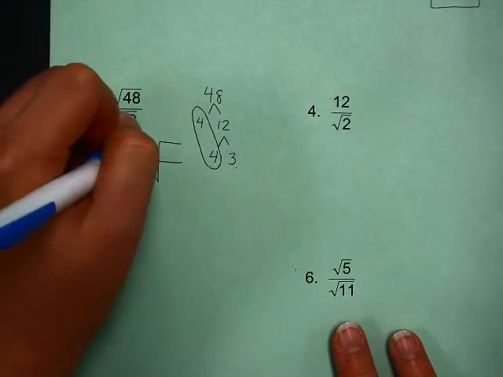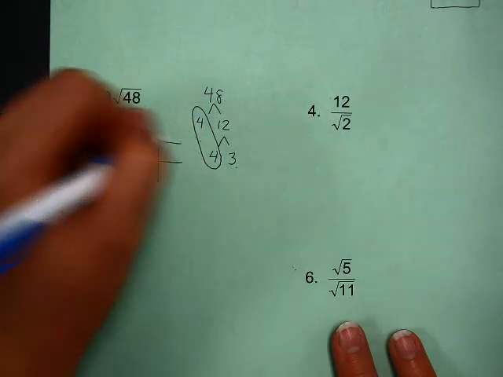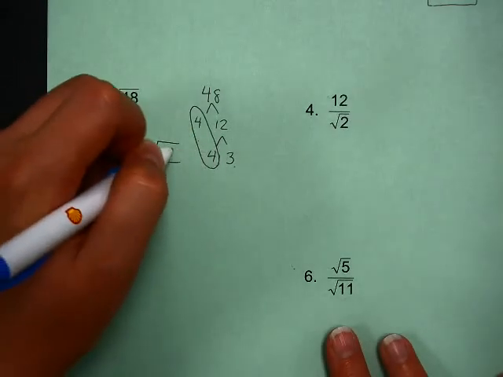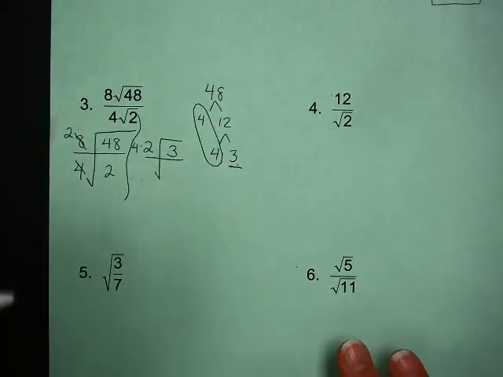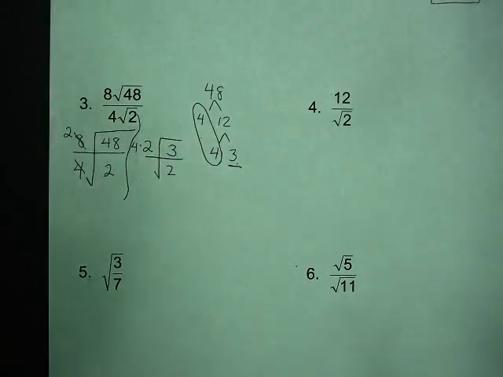So let's rewrite it. I have a 2 in my numerator on the outside times a 4, because I was able to get that out from the 48. Sorry, it's a little bit cramped. But I have a 3 that I was not able to get out of the square root. And then I have this 2, which I couldn't do anything with. Okay, so far so good.